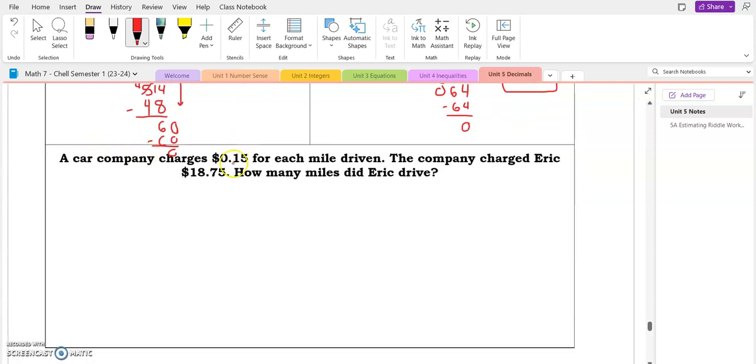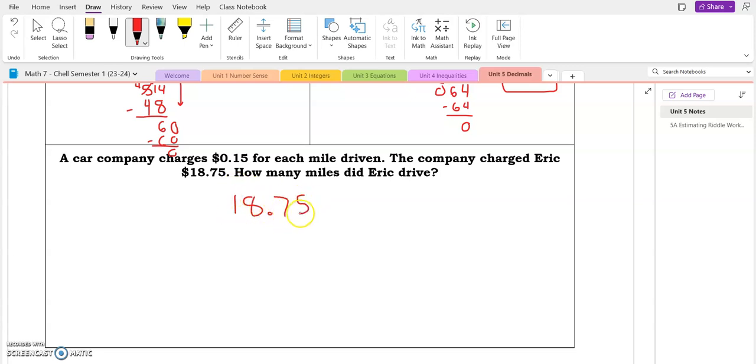One last problem. A company charges $0.15 or 15 cents for each mile driven. The company charged Eric $18.75. How many miles did Eric drive? So we have a total of $18.75, and we know it's 15 cents every mile. So we need to divide by this 0.15 to figure out how many miles total he drove.